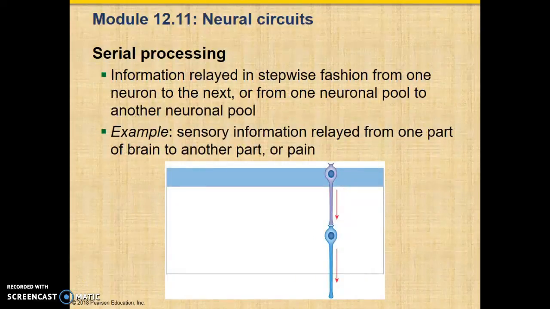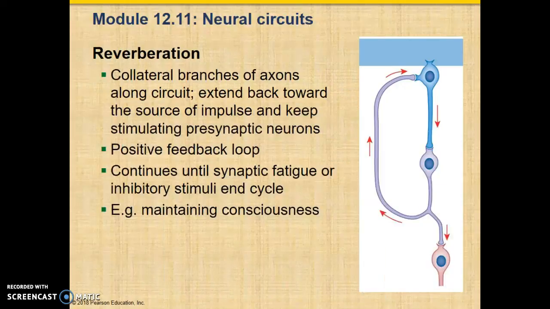Serial processing is more stepwise. For example, when sensory information is relayed from one part of the brain to another, or the information for pain, this is serial processing. Reverberation is kind of a feedback loop, like positive feedback, where it continues until there is synaptic fatigue or inhibitory stimuli end the cycle. An example of this would be maintaining consciousness.